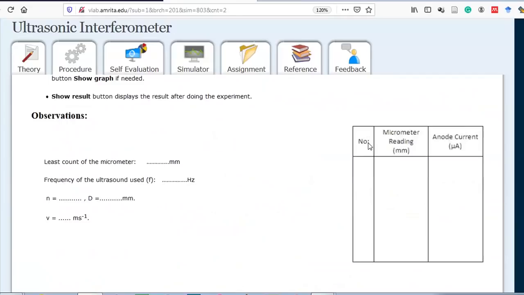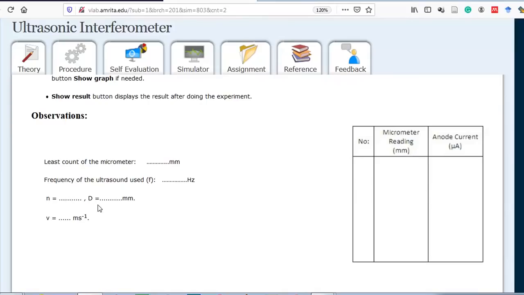And then you note down these values. Micrometer readings you have to note, anode current, this is the table they have given. And least count also you need to find out. Least count means the single count which you can measure properly. So you have to find out the least count value also. I am leaving it to you. If you are not able to find out, then do let me know, I will explain it to you also. Then you have to write down the frequency which you are going to select. The value of n we are taking as 1, so no need to worry, n always you have to take 1.